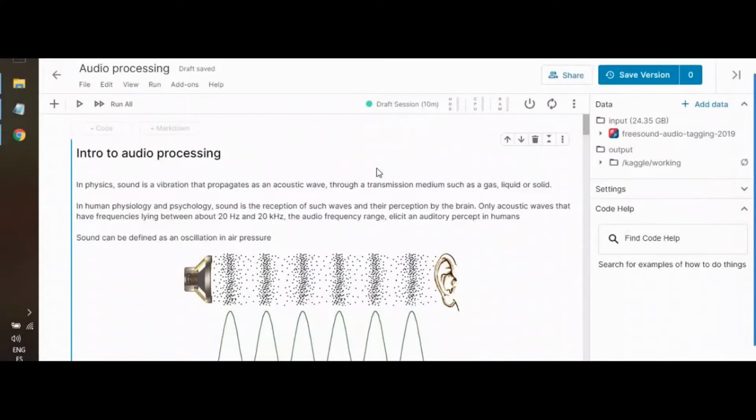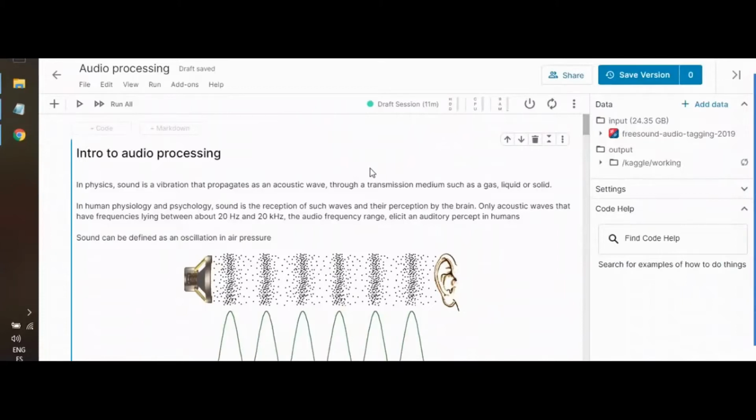Welcome to the course on how to process and extract features from audio files. We are going to start with a brief introduction on what is sound. It is important to know what we are measuring. So there are basically two definitions for sound.